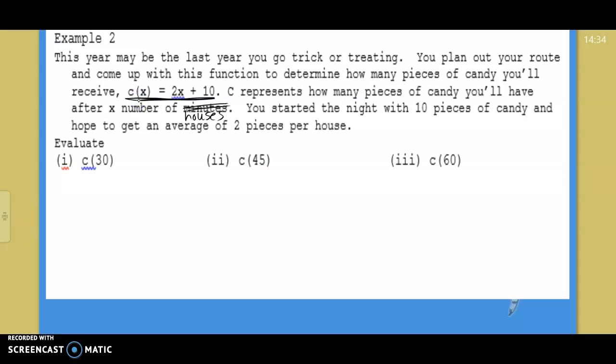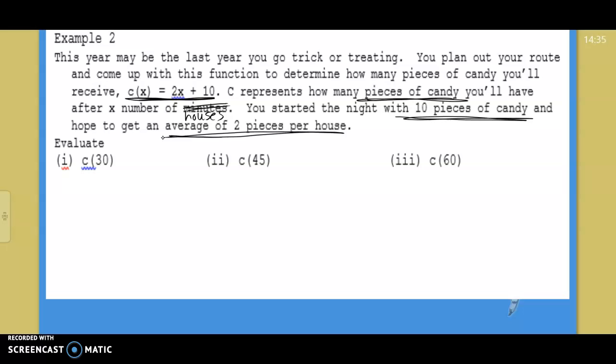So what in the world does that mean? Well, it means that C represents the pieces of candy. So C for candy. Obviously that makes good sense. X for houses, because we typically use X as our input. And let's say that this expression you came up with by starting with 10 pieces of candy and averaging 2 pieces per house because they're cheap and they don't give you the real big ones, right? We all know the houses with the full-size candy bars. You go to those ones first, right?